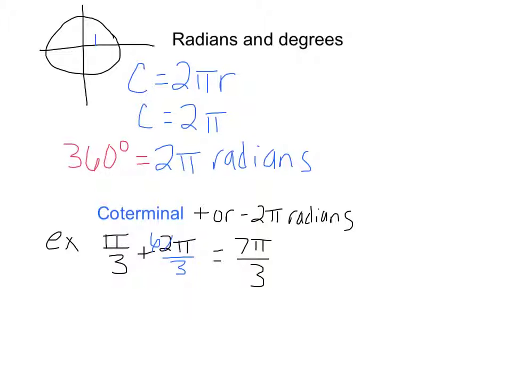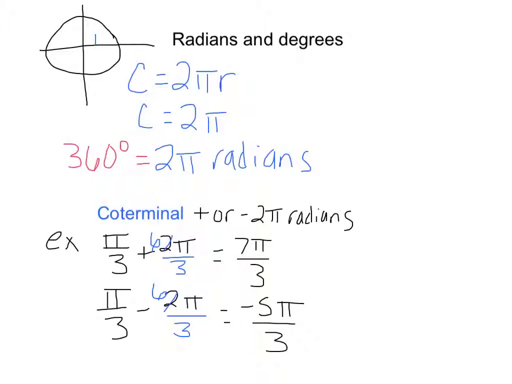Just like with degrees, there are an infinite number of coterminal angles depending on how many times you want to add or subtract 2 pi. I could find another coterminal angle to pi over 3 simply by subtracting 2 pi. And when I subtract, I need to do the same thing. I need to make sure I get a common denominator. So I multiply by 3 on the top, and I multiply by 3 on the bottom. Then when I subtract, 1 minus 6 gives me a negative 5 pi on the top, and still that same common denominator of 3.